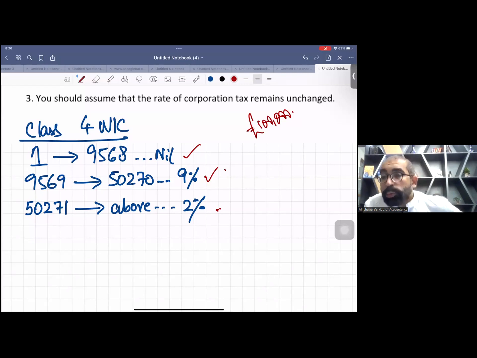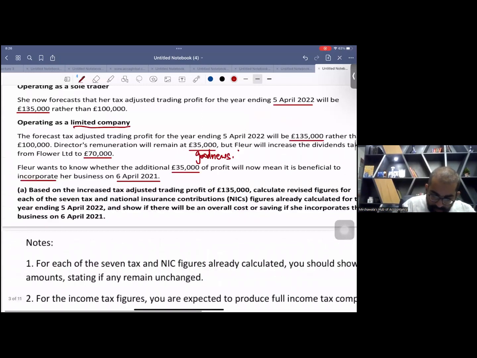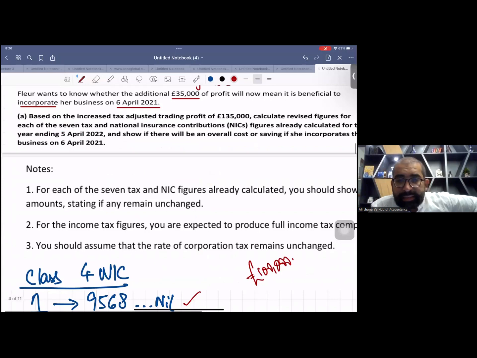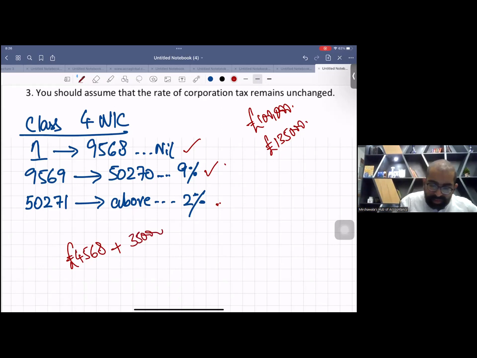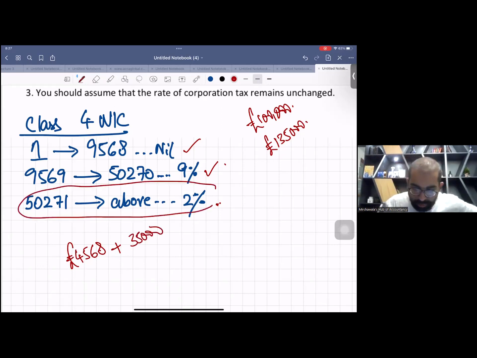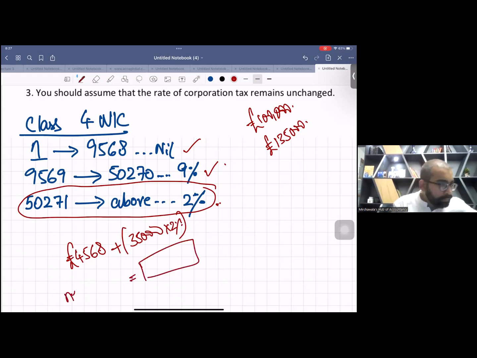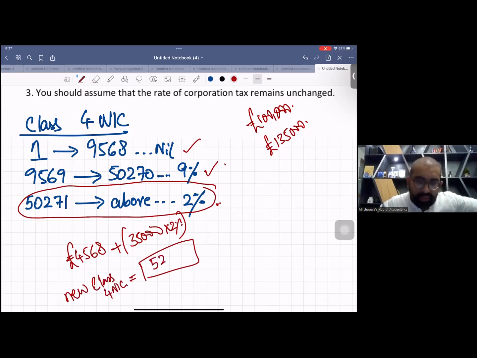So now what should she do? Wait, what was the existing number? 4568. Existing profit was 100,000. The new revised profit is 135,000. So we can see the additional trading profit is 35,000. The additional trading profit will come in this band, that is 2%. So 35,000 times 2%, what will be the new Class 4 NIC? New Class 4 NIC is 5268.